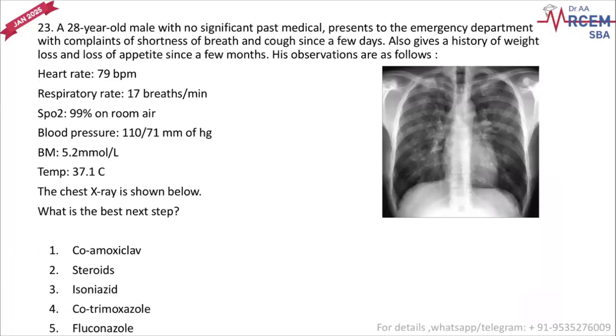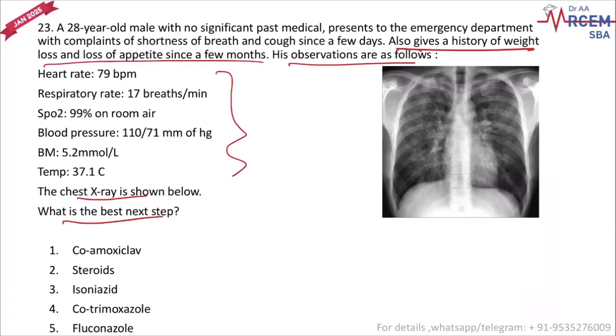A 28 year old male with no significant past medical history presents to the ED complaining of shortness of breath and cough since a few days. He also gives a history of weight loss and loss of appetite since a few months. His observations are as follows. A chest X-ray is given. What is the next best step they are asking? What are you thinking about? Bilateral infiltrates are present. Young chap, and he has a history of weight loss and loss of appetite. Thinking of HIV, which might have predisposed to Pneumocystis jirovecii. So the treatment is cotrimoxazole.